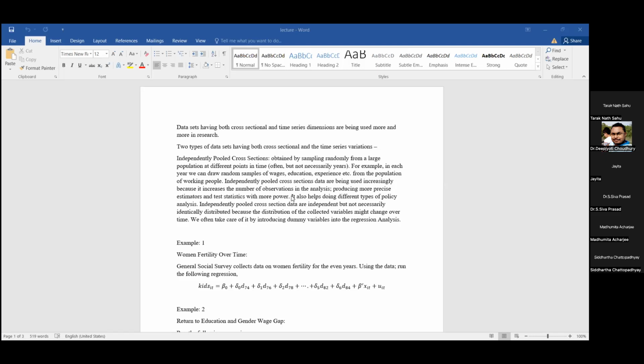This is exactly where we will focus more in this 2 hour long lecture, because this kind of data set gives me the opportunity to ask for some special kind of policy analysis which cannot be done with only cross section data or time series data. So these are the two major reasons. First of all, more observations, producing more precise estimators and test statistics with more power.